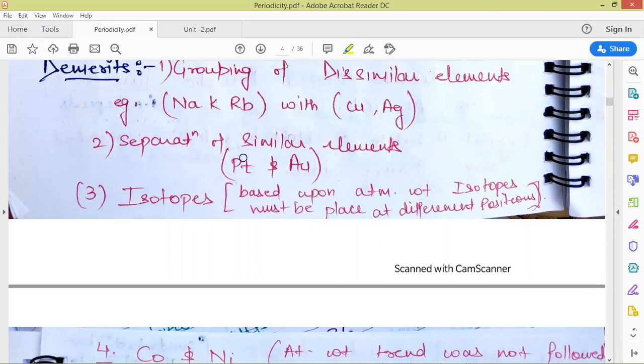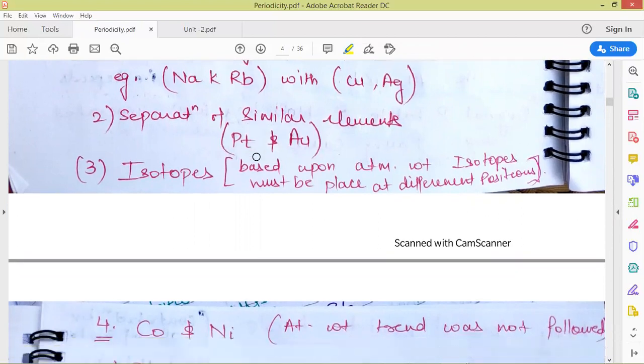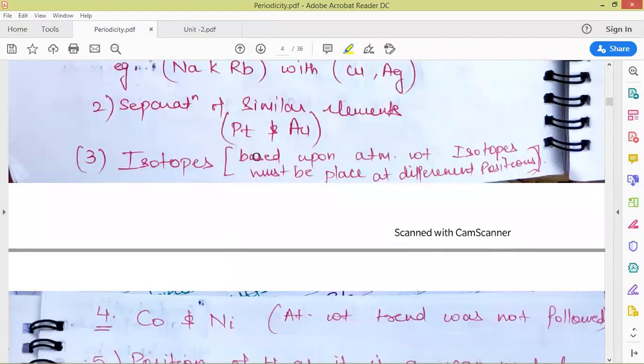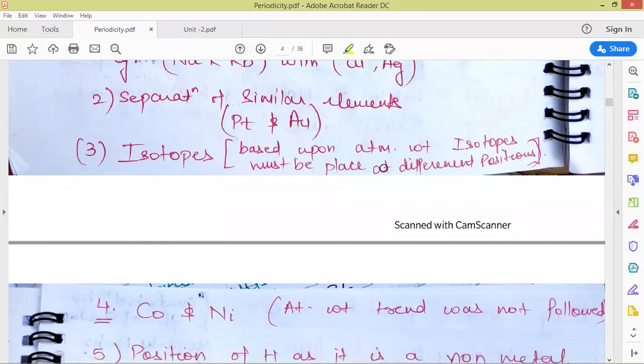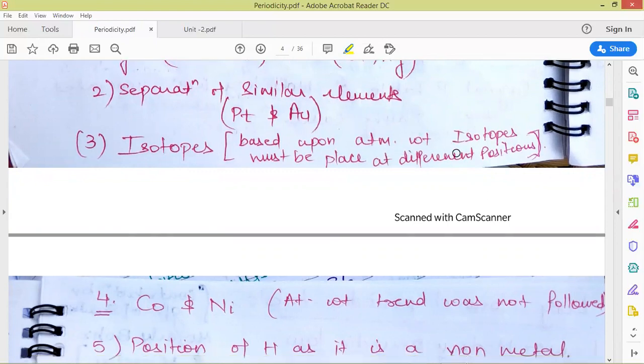Some of the elements which were showing similar properties, like platinum and gold, which were later found to be grouped in the same group, were separated by him based upon, again, the valency exhibited by them. Also, the most important thing was that based upon the atomic masses, isotopes should be placed at different positions, but he didn't consider this, although his periodic table was based upon atomic mass. Still, isotopes were not given any position in the periodic table.